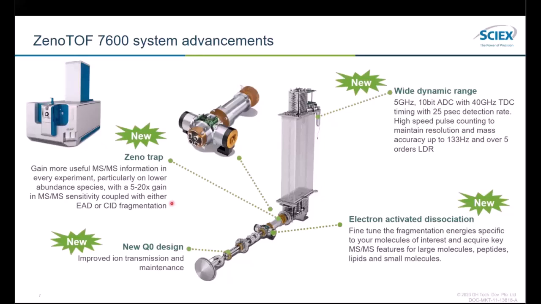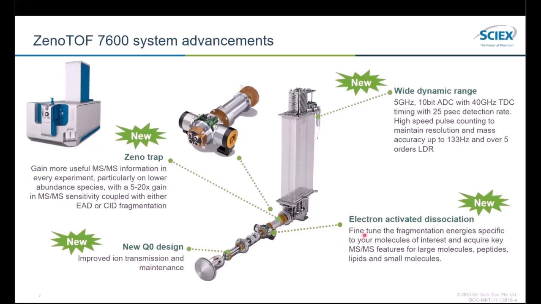And what is cycle time? We're going to talk about that in the next slides and why it is important. But what it does is it improves your MSMS sensitivity 5 to 20x compared to the conventional TOF system. It can be coupled with both EAD and CID. So this is the first point that we discussed in the challenges, the MSMS spectra for low abundant metabolites. This helps a lot there. We have a new Q0 design, which improves your ion transmission compared to the previous generation.